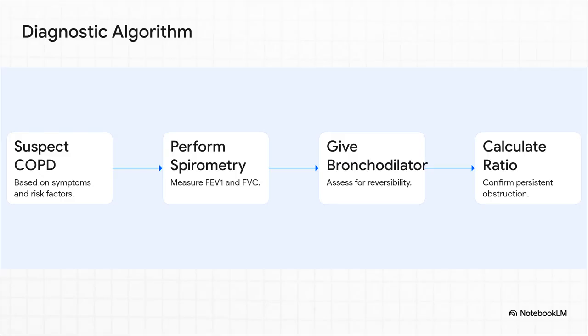And the good news is, the process is really straightforward. It all starts with your clinical suspicion. Then, you do the test to measure FEV1 and FVC. After that, you give a puff of a bronchodilator, you wait a few minutes, and you do it again. The final step? You just calculate the ratio.